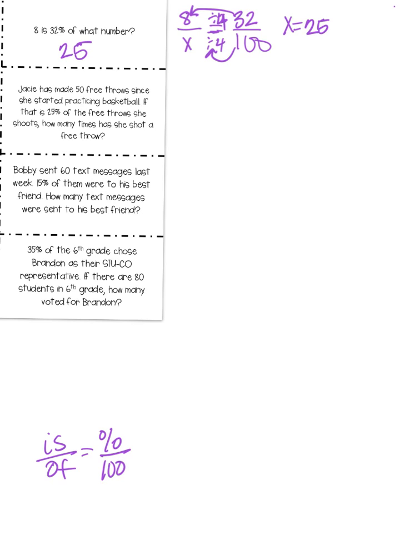Gracie has made 50 free throws since she started practicing basketball. If that is 25% of the free throws she shoots, how many times has she shot a free throw? Okay, so she's made 50 free throws, and that's 25%. Okay, so there's a couple of different ways you could do this.